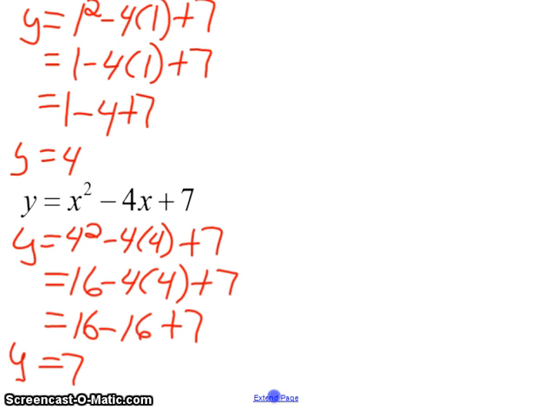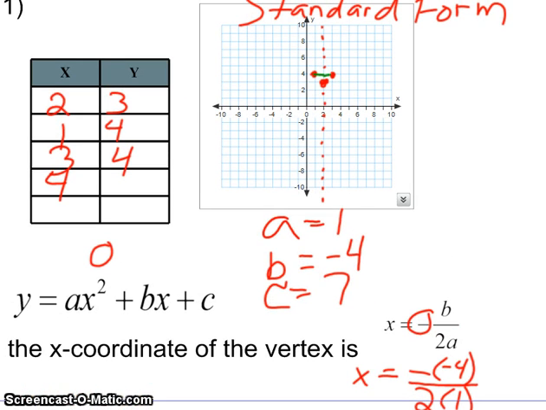All right, let's put 0, 7 in the table. Oh, no, not 0, 7, 4, 7. Mrs. Paterno misspoke. We plugged in a 4. So we're going to put 4, 7 in the table. Let's plot 4, 7.